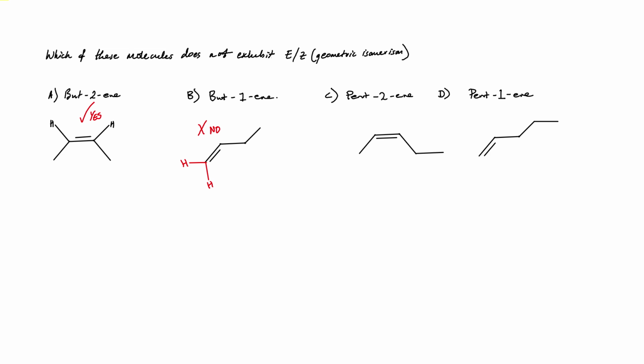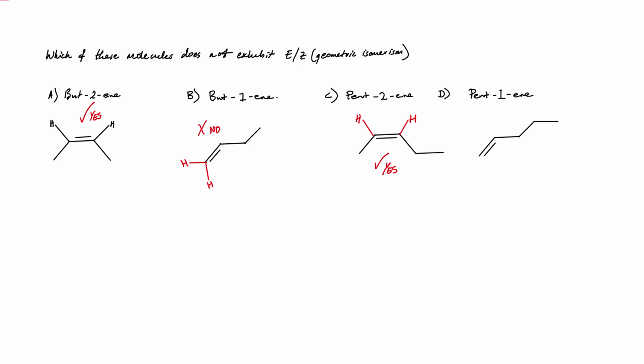Okay, now moving on to pent-2-ene, again we can do a similar thing. I'll put the hydrogens in again, I shouldn't really be putting those in, but we'll do it for illustration. We can see there are different groups either side. You've got a methyl group here, and an ethyl group here. Methyl and ethyl are different groups to each other, so this definitely has EZ isomerism, so this is a yes.